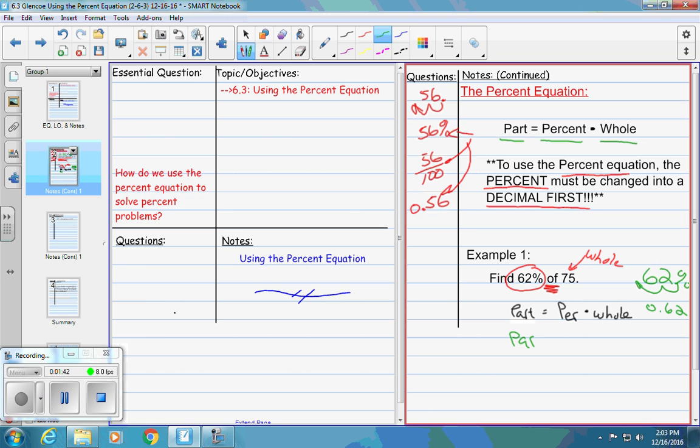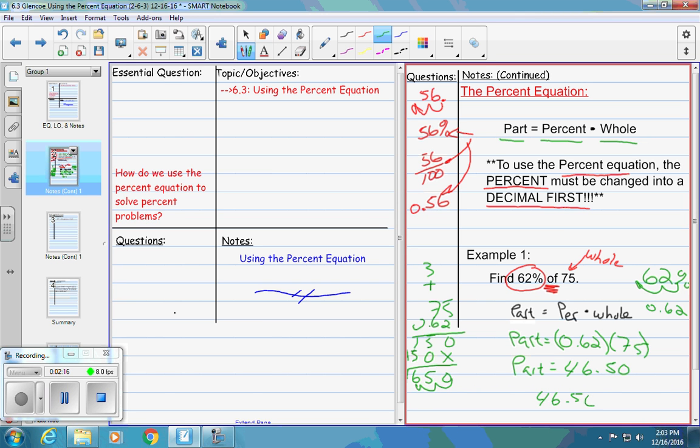Okay, so we're going to have the part equals 0.62 times 75, which means our part is 75 times 0.62. I don't have my multiples of 62 memorized yet. And we get the part is 46.50. And that's our answer. That's how we use the percent. Oh, it doesn't say dollars, so I shouldn't add dollars to that. What am I doing? That's just 46.50. So that's how we use the percent equation.